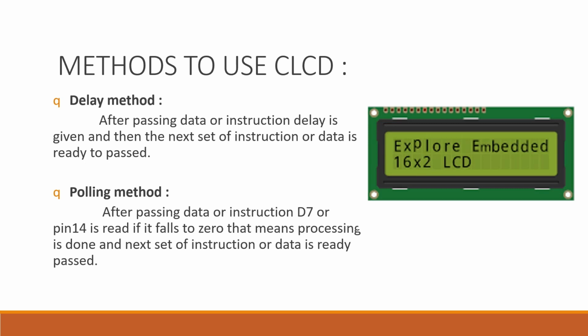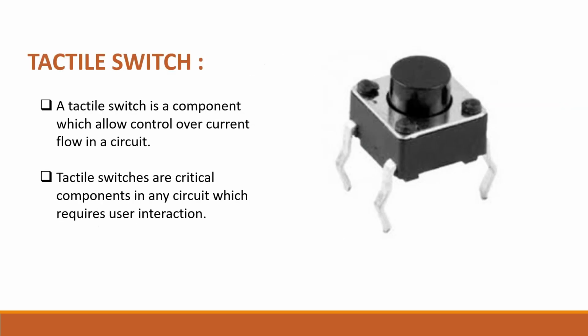Then methods to use CLCD. There are two methods: delay method and polling method. After the data is given, the next set of instruction is passed after a delay between them, so it is called the delay method. After passing the data, the busy flag is read. If it falls to 0, then processing is done and the next set of instruction is ready to be passed, which is called the polling method. By using these two methods, we can interface a CLCD with our microcontroller.